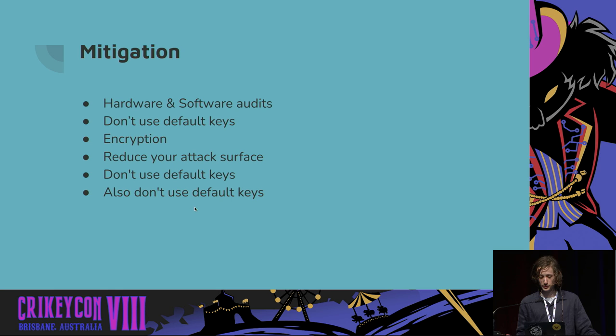Encryption. Like we see in the new versions of the firmware, where they're actually encrypting their traffic. Obviously, it should be encrypted between the server and the client. Otherwise, people like me happen. And reduce your attack surface. Super glue the IoTs in the scooter, for example. You can't plug something into it if you can't pull it out, right? And don't use default keys. And by the way, did I say don't use default keys?